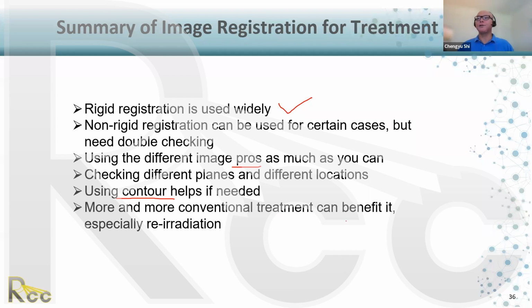More and more conventional treatment can benefit from it, especially with good treatment, where the patient may come back. Brain surgery, multi-mass brain radiation, and spine radiation, those modalities will help.